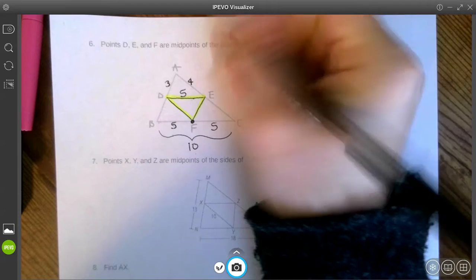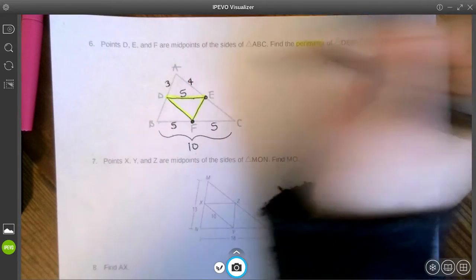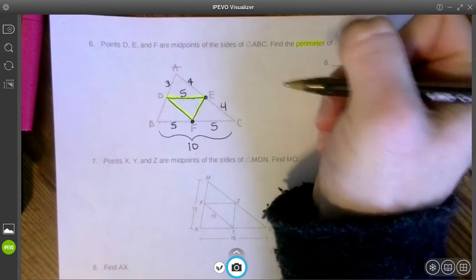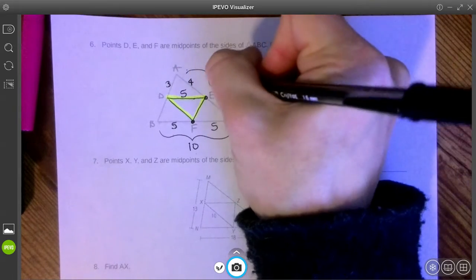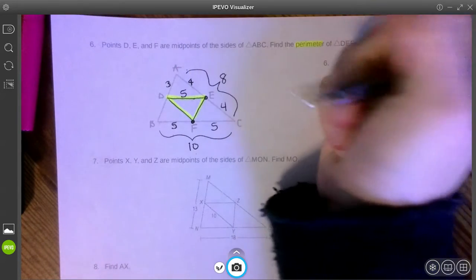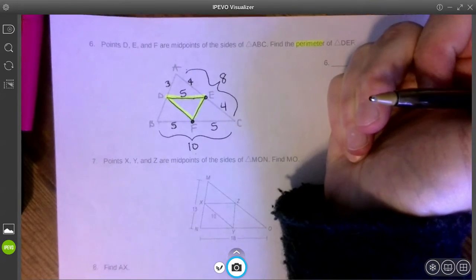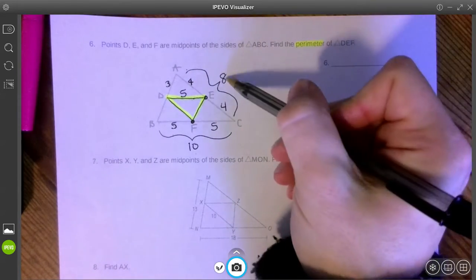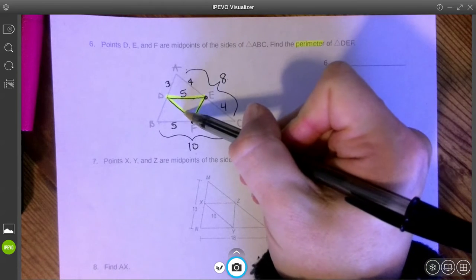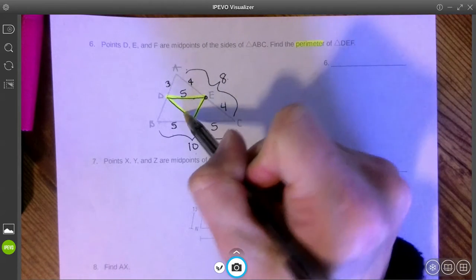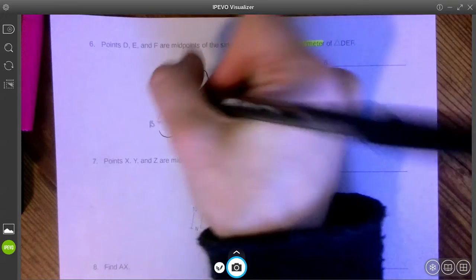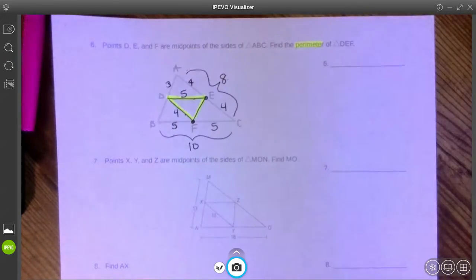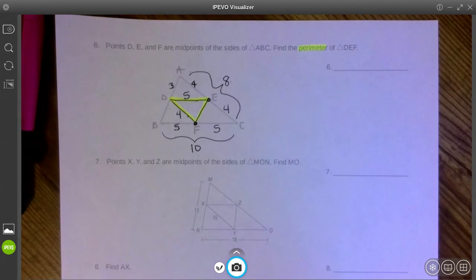AE has a length of 4. And so since E is in the middle, EC also has a length of 4. So the whole length of AC is 4 plus 4, which is 8. If this side is 8, I can find the length of this mid-segment. DF is half the length of 8, which means it must have a length of 4.